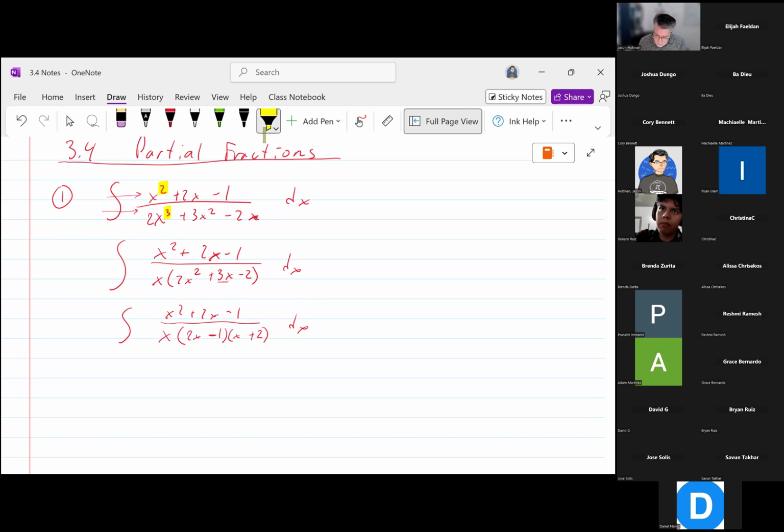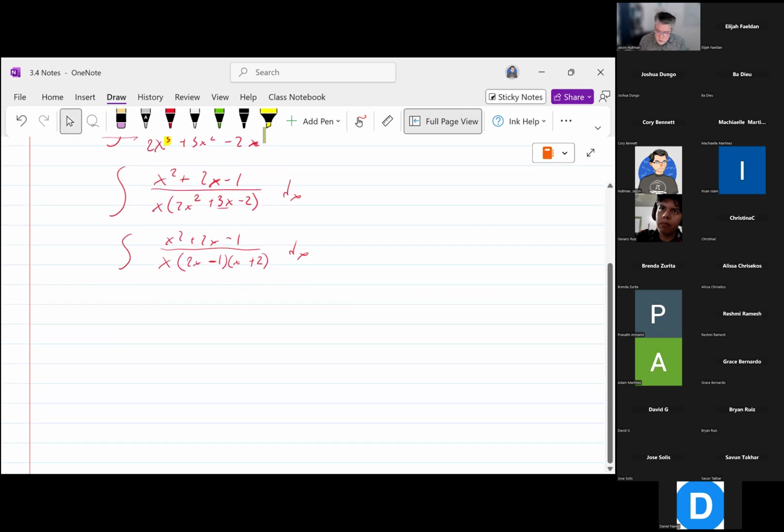we just have to break this up into different partial fractions. So let's talk about how to do the partial fractions. I'm going to take x squared plus 2x minus 1, the whole thing, all over x times 2x minus 1 times x plus 2. And this is going to be equal to A over x, plus B over 2x minus 1, and then C over x plus 2.